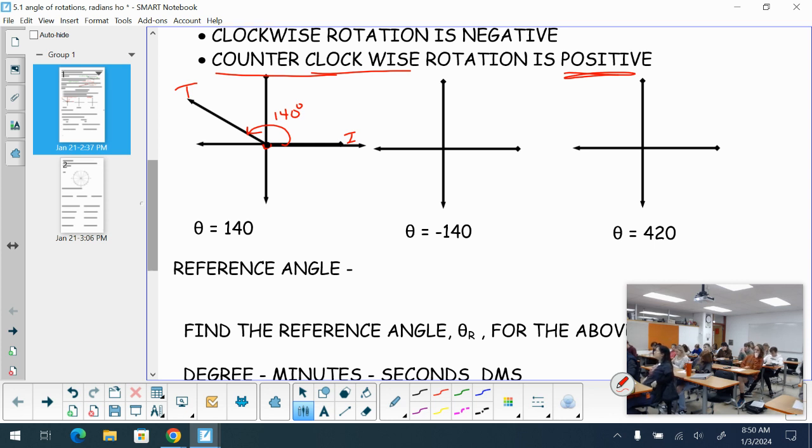Negative rotation is clockwise. What I want you to do here is draw 2 more angles, negative 140 and positive 420 degrees. Rotate those 2 angles. And once again, check your answers with somebody around you.